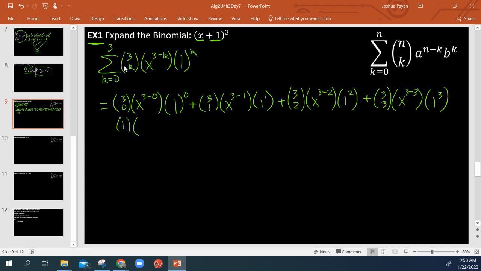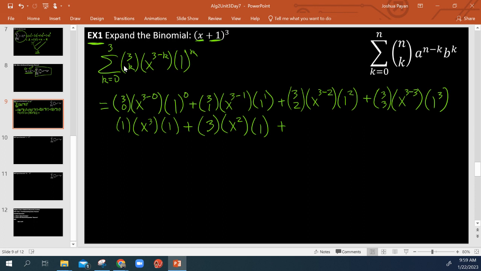Okay, so 3 choose 0, we know that's 1. 3 minus 0 is 3, so x to the third power. 1 to the 0, just like we said in the earlier video, anything to the 0 power is always 1. Okay, 3 choose 1. Well, we know from the combination identities, n choose 1 is just n, so that's just going to be 3. And that's going to be x squared, that's going to be 1.